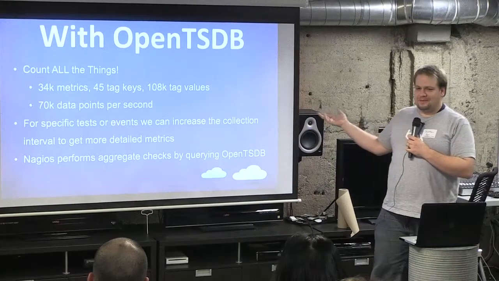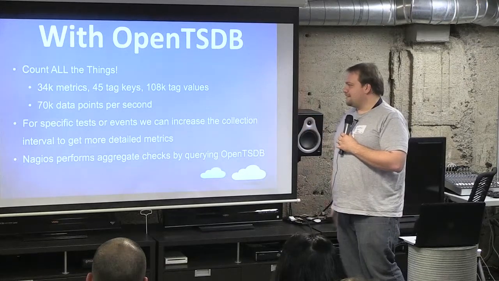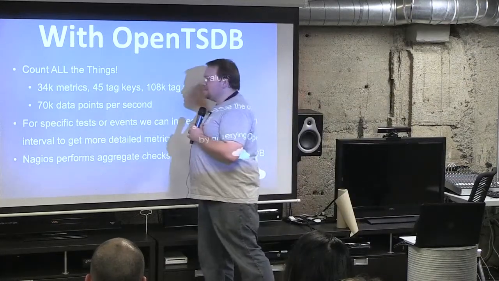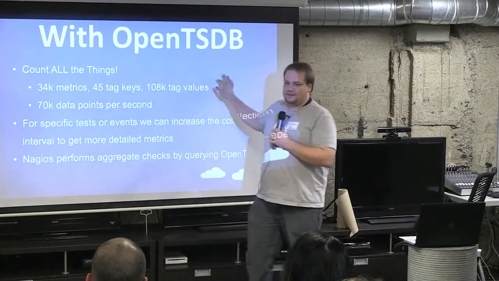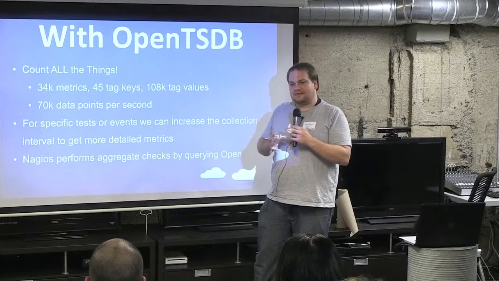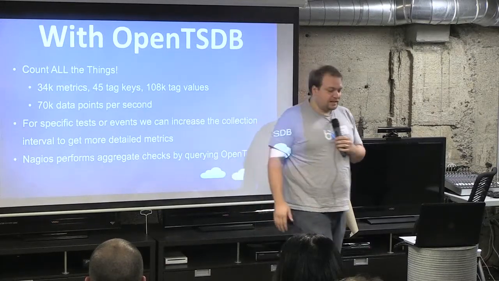We actually have a very low number of tag keys. It's only 45. I have no idea how that happened. And there are 108,000 tag values. So essentially, this would have been some multiplier of individual RID files, because the metrics and the tag keys make up a distinct set. We're logging about 70,000 data points per second.